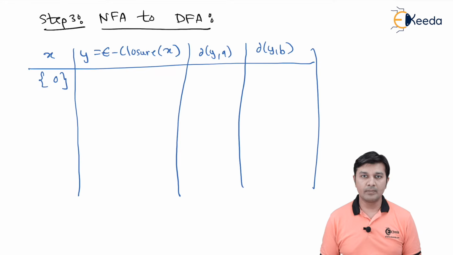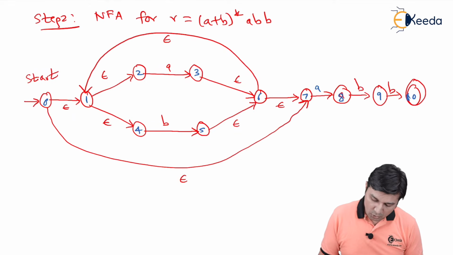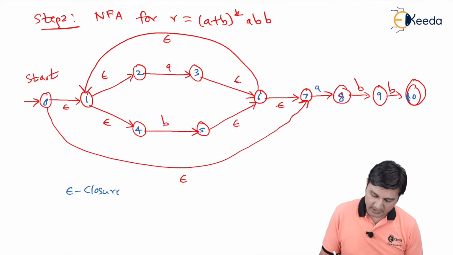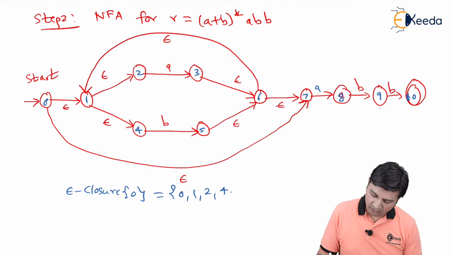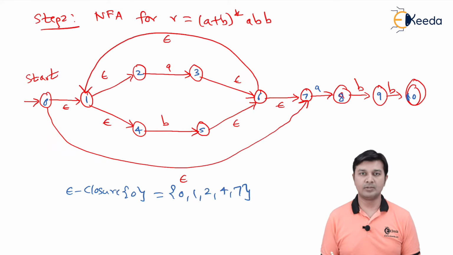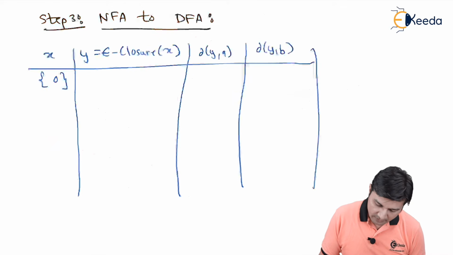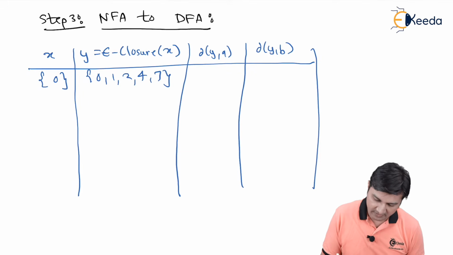Coming back to the diagram, what is the epsilon closure of 0? Let us draw it over here and then paste it over there. So epsilon closure of 0 is going to include 0, 1, 2, 4 and 7. So that is the epsilon closure of 0. Let's write it in the diagram. So we have to write in the table 0, 1, 2, 4 and 7.